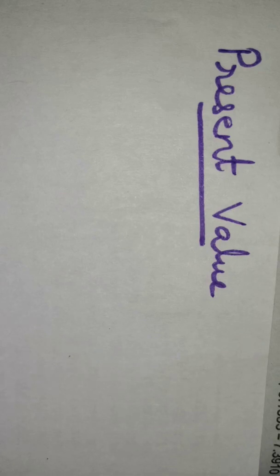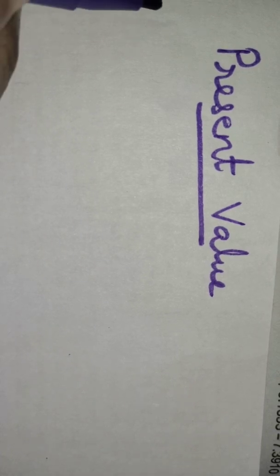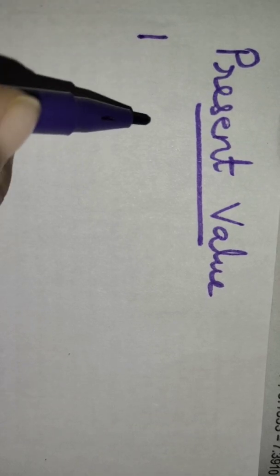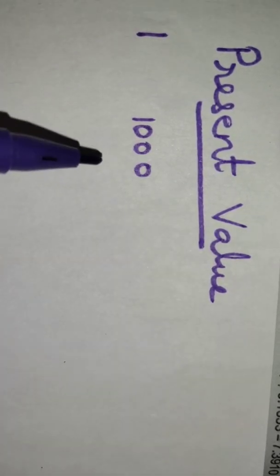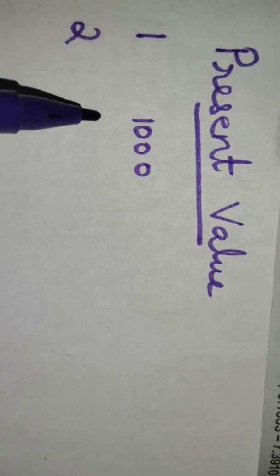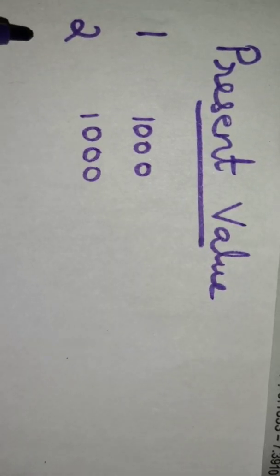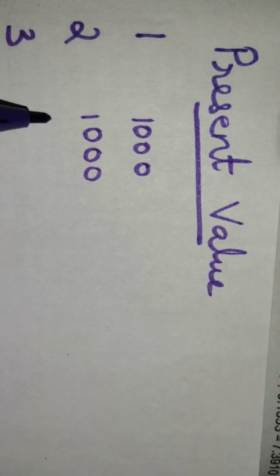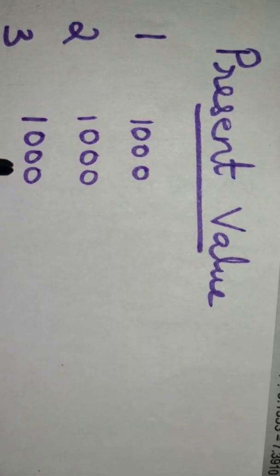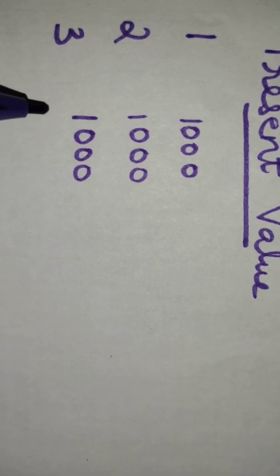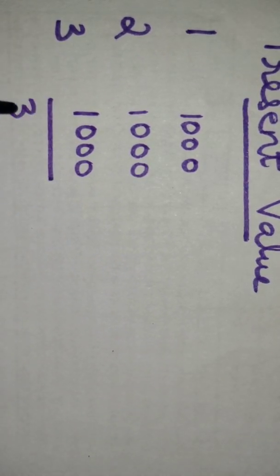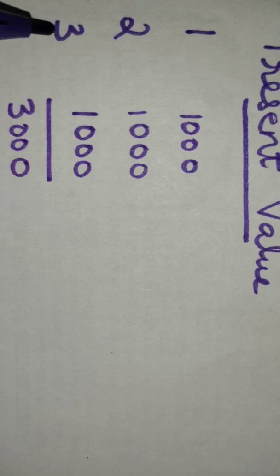In this video, we are going to study how to find the present value of cash flows using the present value factor table. So, here there are certain cash flows for 3 years. In the first year, 1000 rupees are received, and the second year, another 1000 rupees received, and the third year, again 1000 rupees received. So, in total, 3000 rupees are received in 3 years.